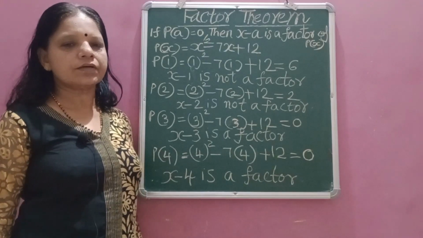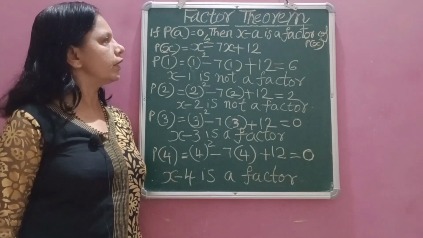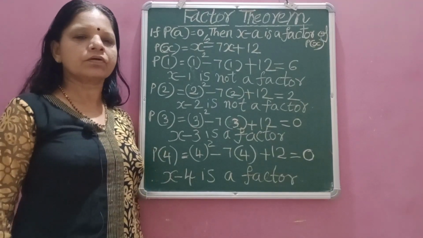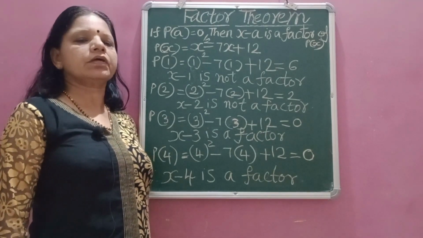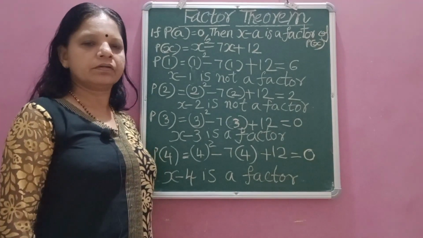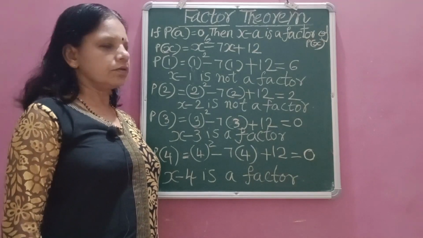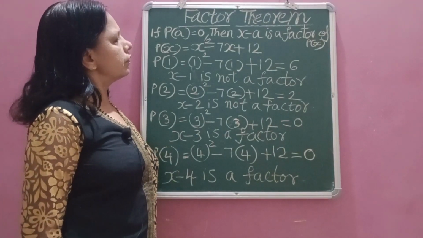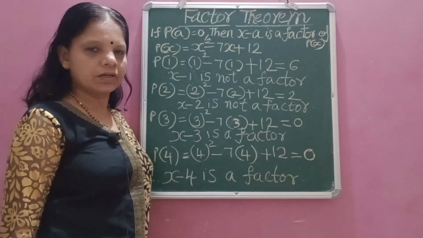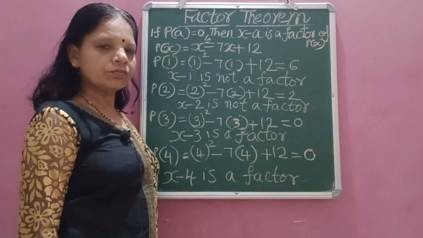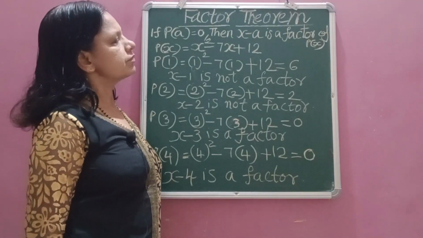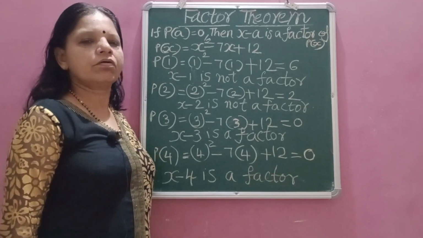So let us start today's lesson with a new topic, that is factor theorem. This is also related to the division of polynomial by a binomial. It is derived from the remainder theorem only. So what is it? When P of x is any polynomial and if P of a is 0, then x minus a is a factor of P of x.